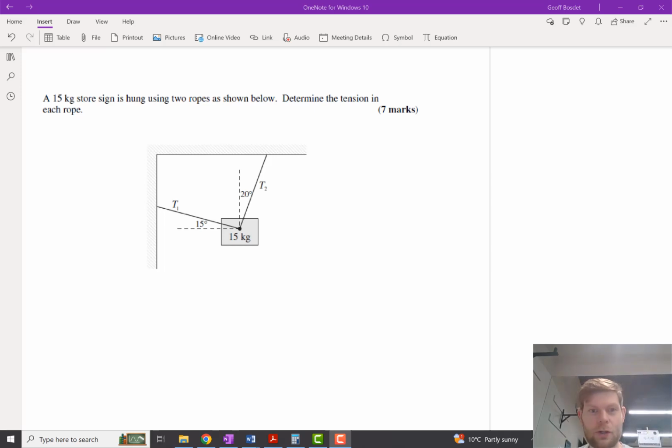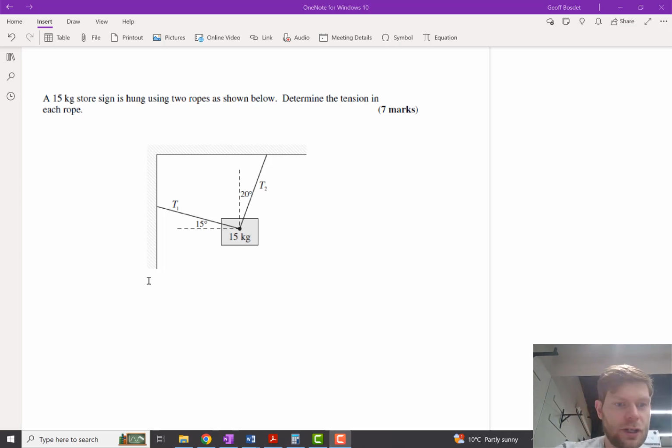Hello, I just wanted to make a quick video to go over how to do some of the questions in equilibrium. So here we are. This is a question that is best done with the sine law. So to do that, we're going to need to build a force triangle. Now we have three forces.